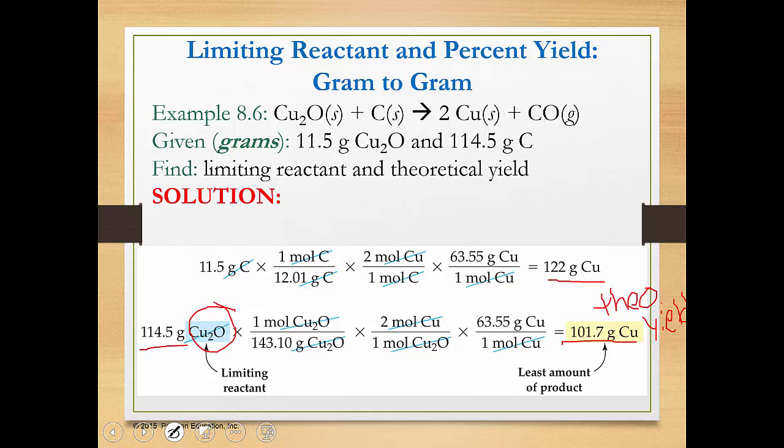But if you look at the molar mass of those two, okay, it's more than 10 times as massive. The carbon's only 12 grams per mole. The copper 1 oxide is 143 grams per mole. So it's more than 10 times heavy. So it does kind of make sense that in the calculation, it would end up producing less. Okay? So there's our theoretical yield and our limiting reactant for example 8.6.